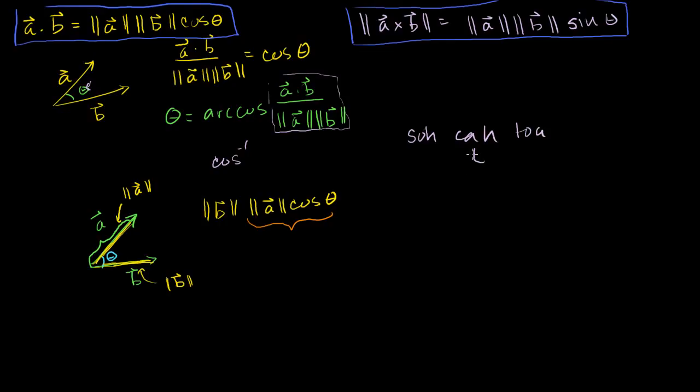SOHCAHTOA. Cosine of theta is equal to adjacent over hypotenuse. So if I create a right triangle here, and let me introduce some new colors just to ease the monotony, if I drop a right triangle right here, and I create a right triangle right there, and this is theta, then what is the cosine of theta?